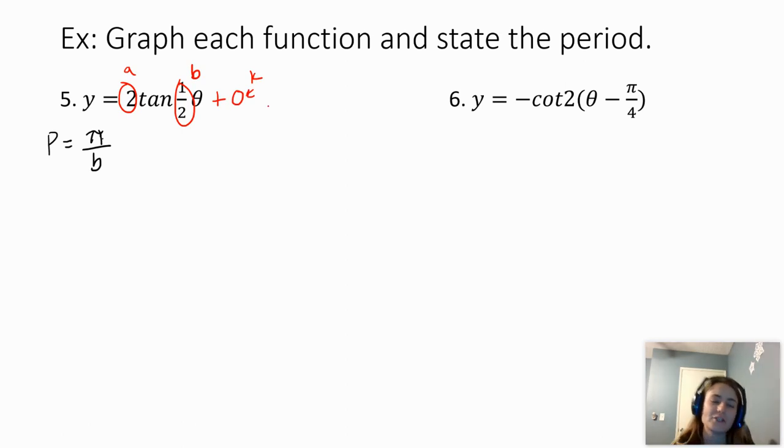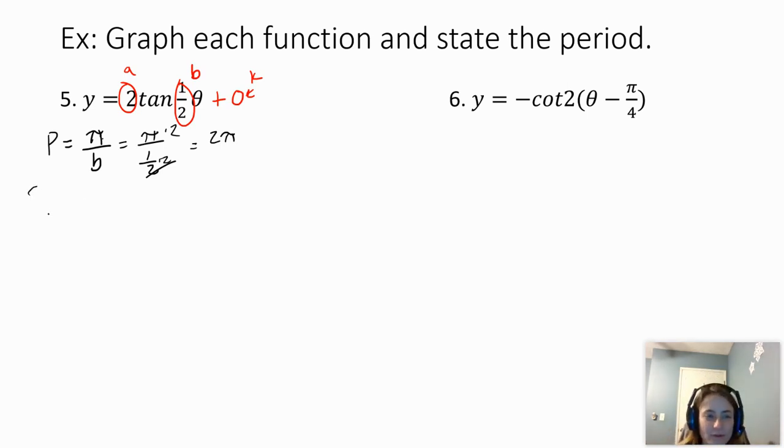So we're not shifting it up or down by anything. It's still at 0. Okay, so our period. Pi over b is pi over 1/2. That's our b value. So we multiply by 2 top and bottom. 2's cancel. We get 2 pi. Okay, so we're stretching it out. Instead of a period only being pi, it's now 2 pi. So we're stretching it out.